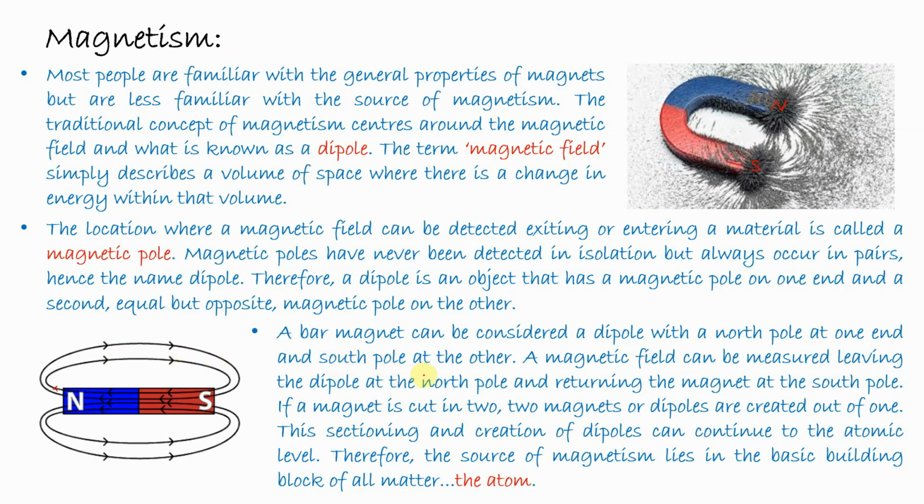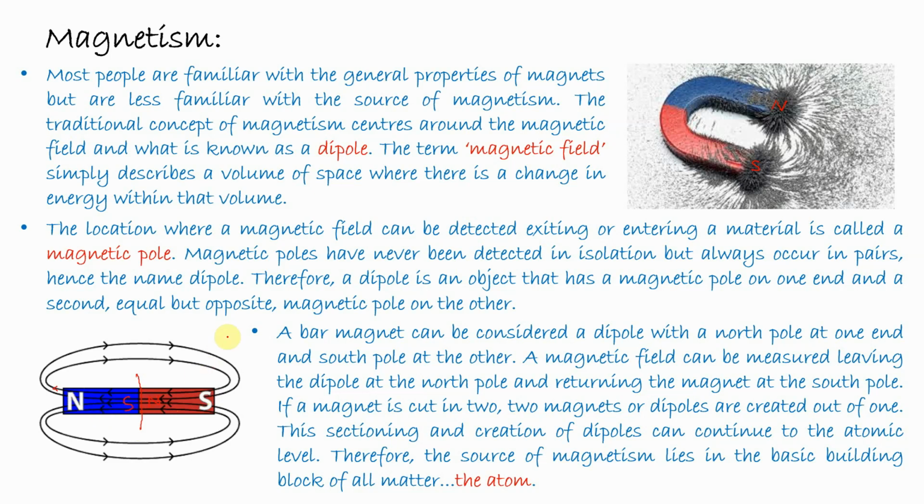If a magnet is cut into two pieces, then two magnets or dipoles are created out of one. That means if this bar magnet is divided into two parts, then each separate part will also behave like a magnet. If this bar magnet is divided into two parts from here, then a south pole will be created on this side, and similarly for the second part, a north pole will be created here. That means they will become separate magnets.